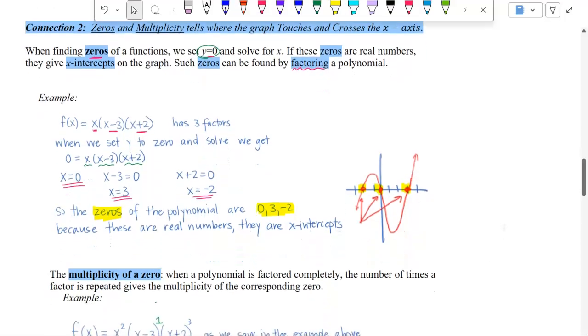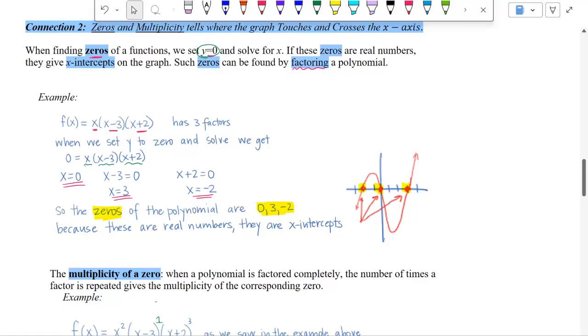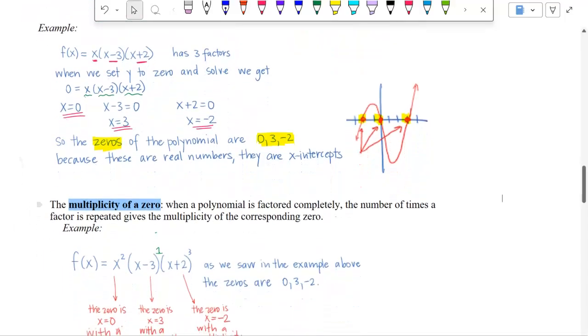Now, that should be a review for you so far, but what's going to be new is talking about multiplicity. This is a new word for you. So multiplicity of a 0: when we have a polynomial that is factored completely, the number of times a factor is repeated gives us the multiplicity, and that gives us a glimpse into what's happening on the graph. So let's look at an example.